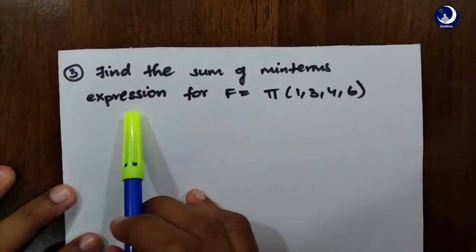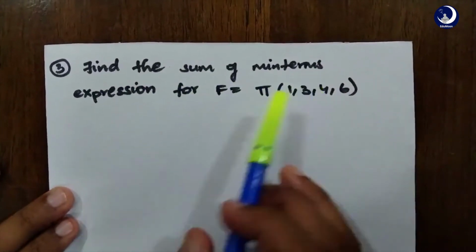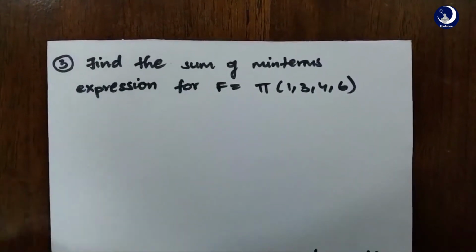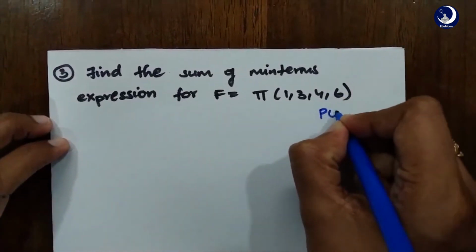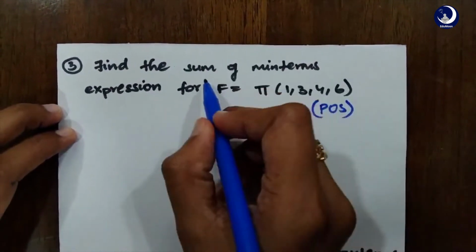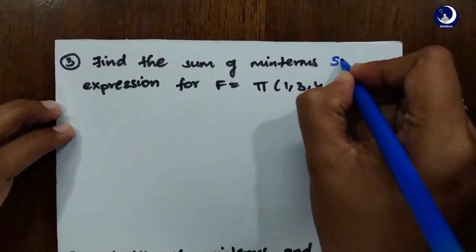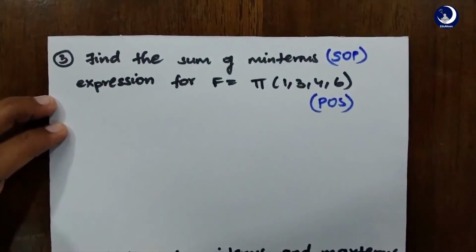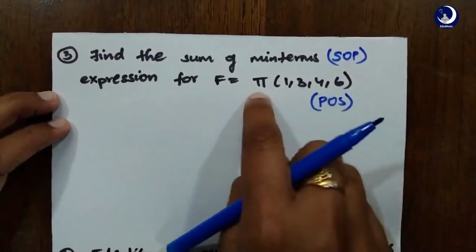Our next question is to find the sum of minimum terms expression. Here we need to find the expression. This is given in the form of a POS. Let's first understand the question. This is a POS, and the sum of minimum terms means an SOP. Now there's a simple conversion between POS and SOP if these terms are given.